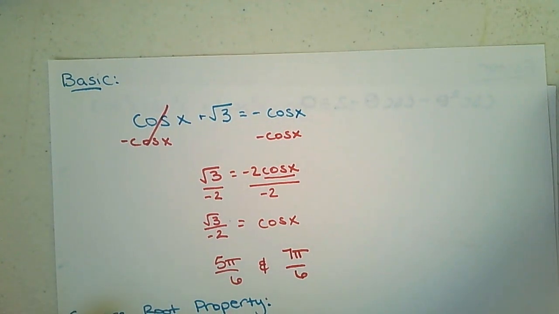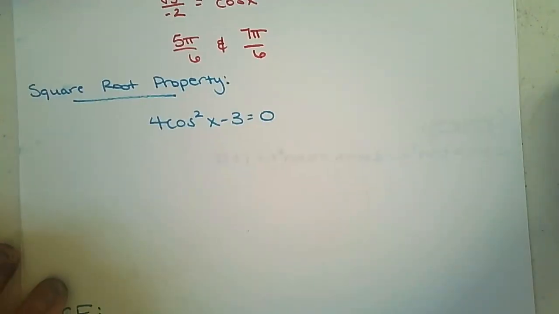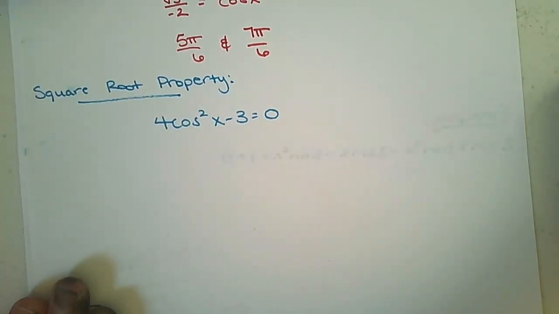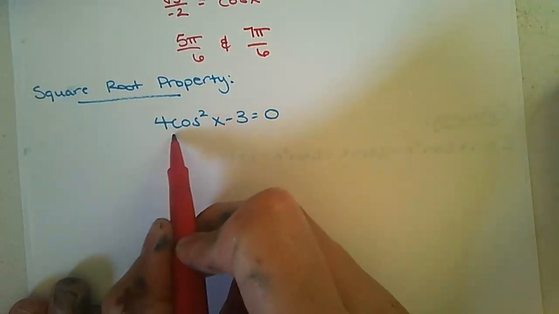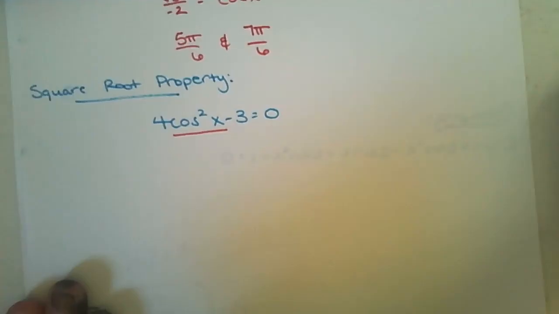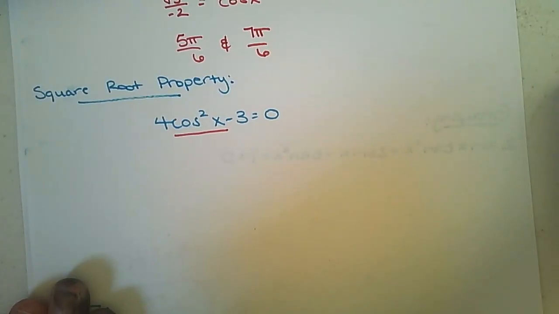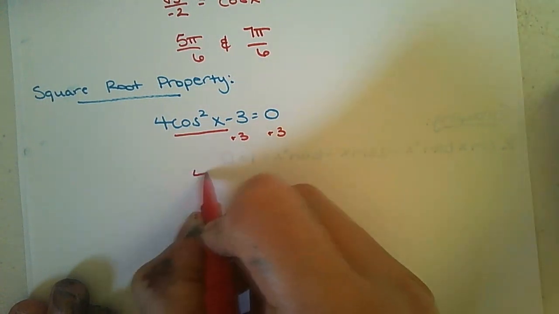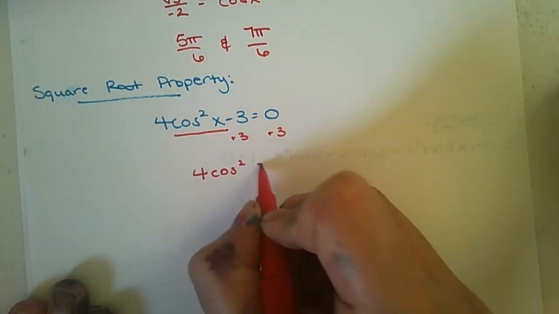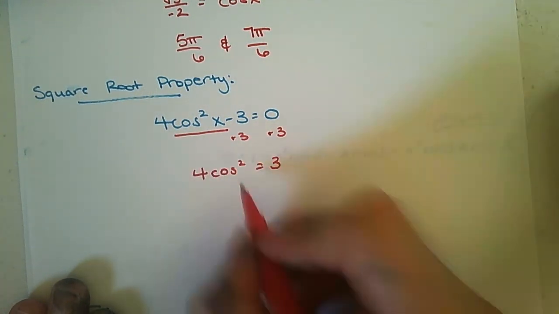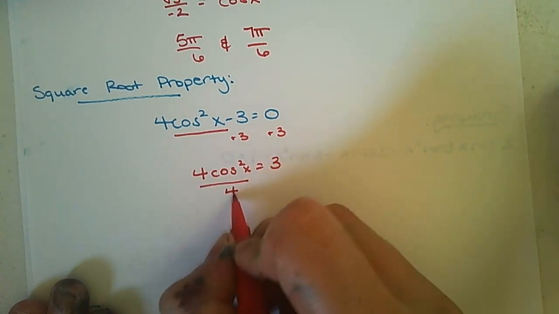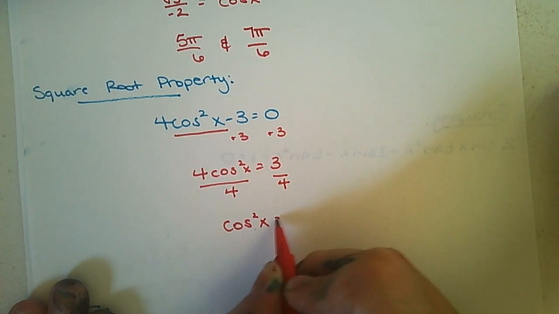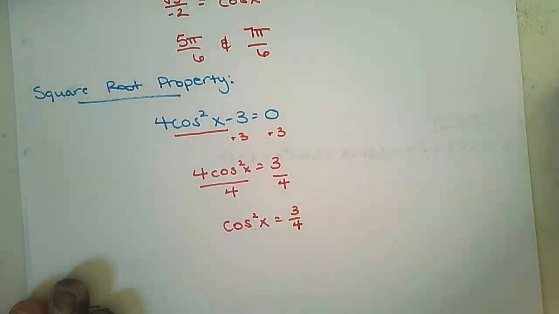All right. The next one we're going to do is the square root property. So remember, when you're using the square root property, you have to get what's being squared totally by itself first. So I'm going to add 3 to both sides, and then I'm going to divide everything by 4. So I'm going to end up with cosine squared equals 3/4.